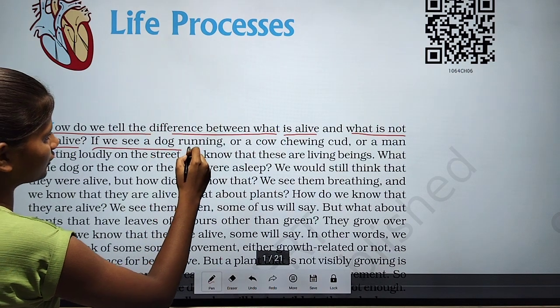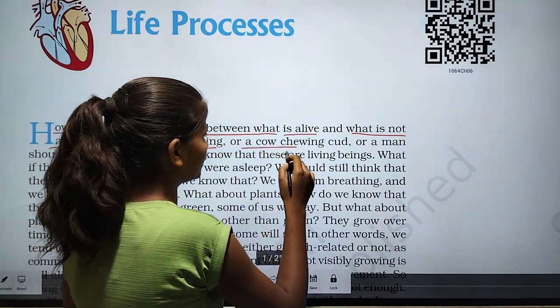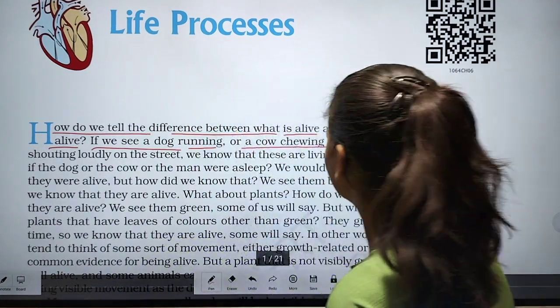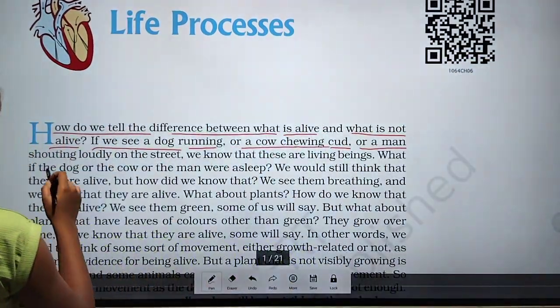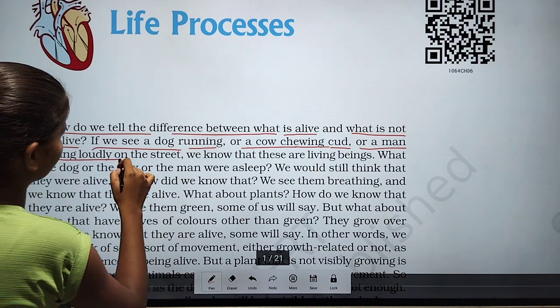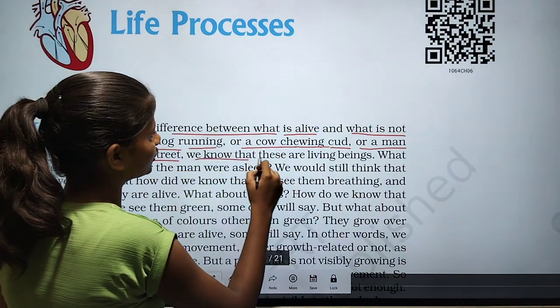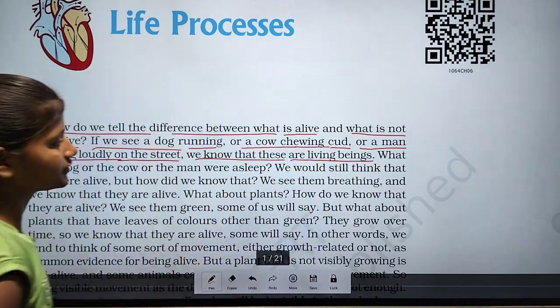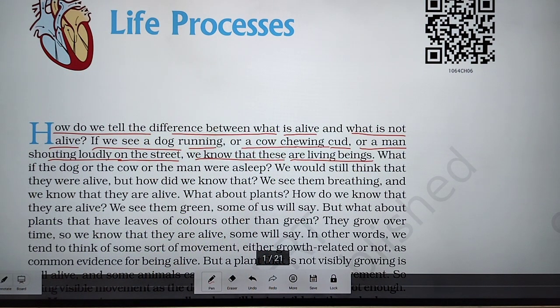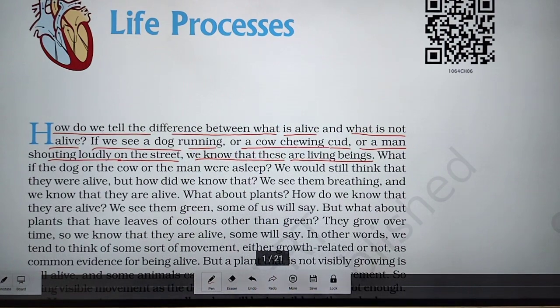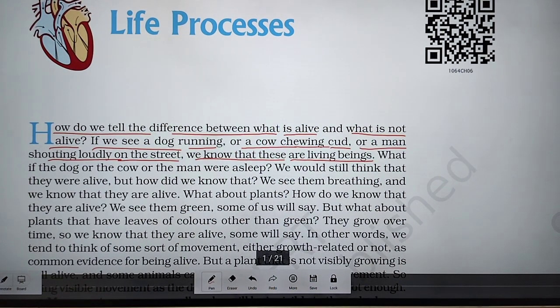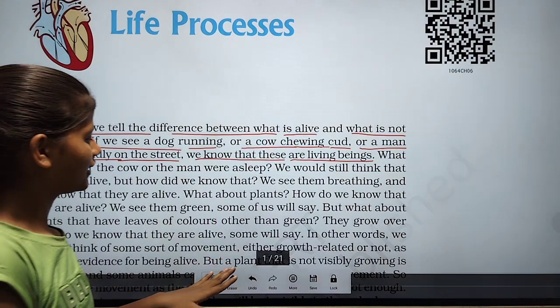If we see a dog running, or a cow chewing curd, or a man shouting loudly on the street, we know that these are all living beings. We know that the dog is a living being. We know that the cow is a living being, and the man, human beings, are also living beings. Okay.